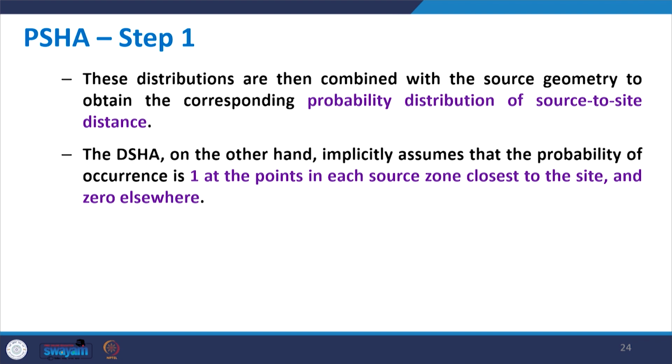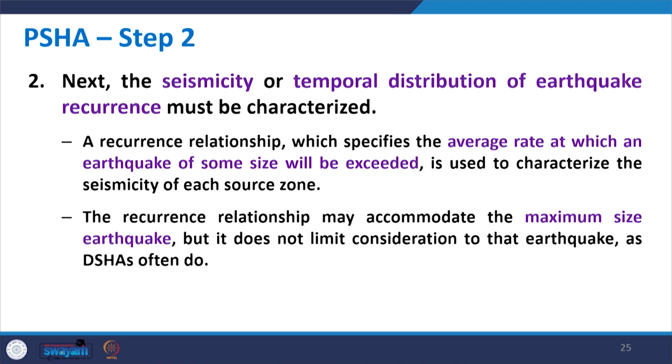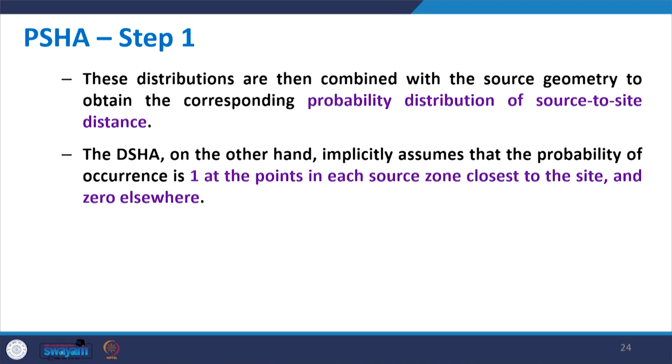Continuing with this first step, this probability distribution is combined with the geometry of the source to obtain the corresponding probability distribution of source to site distance. That will come in the next step, source to site distance. The DSHA, on the other hand, implicitly assumes that the probability of occurrence is 1 at the points in each source zone closest to the site and 0 elsewhere.